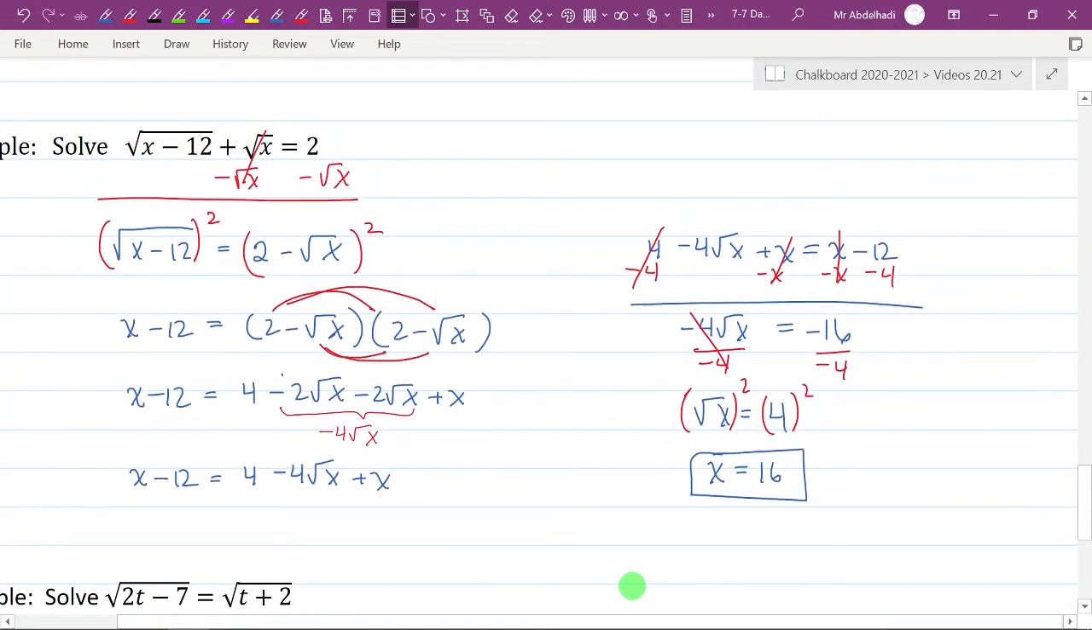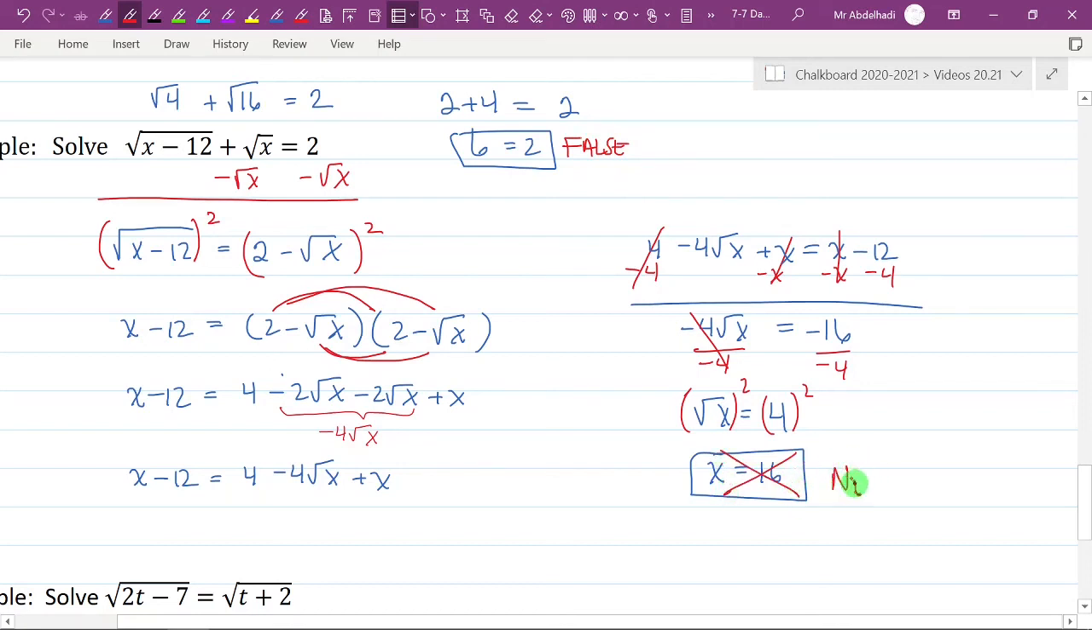The only way I know if this is a real answer is if I plug it into the original problem, all the way back to the beginning now, and see if this works. So 16, plug it in for x here. 16 minus 12 is 4, so that makes this the square root of 4. Plus 16 goes into this x as well, square root of 16, equals 2. So what is the square root of 4? Square root of 4 is 2, plus the square root of 16, which is 4, equals 2. And this is 6, this is 2, and this whole thing is false. So actually, don't be fooled, this is a no solution.